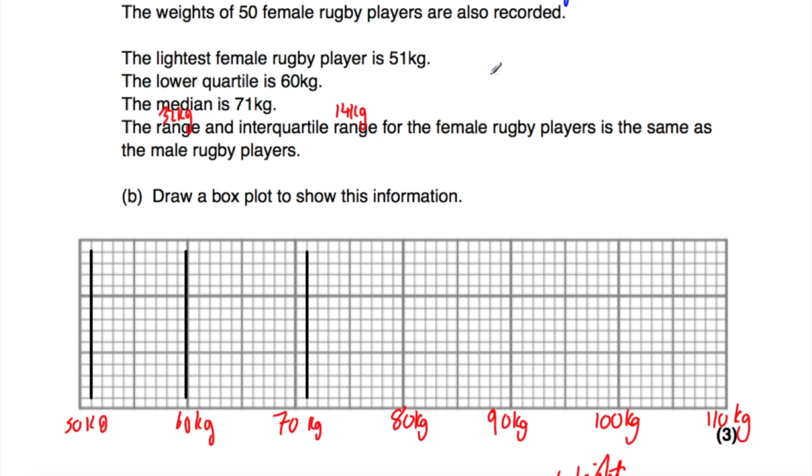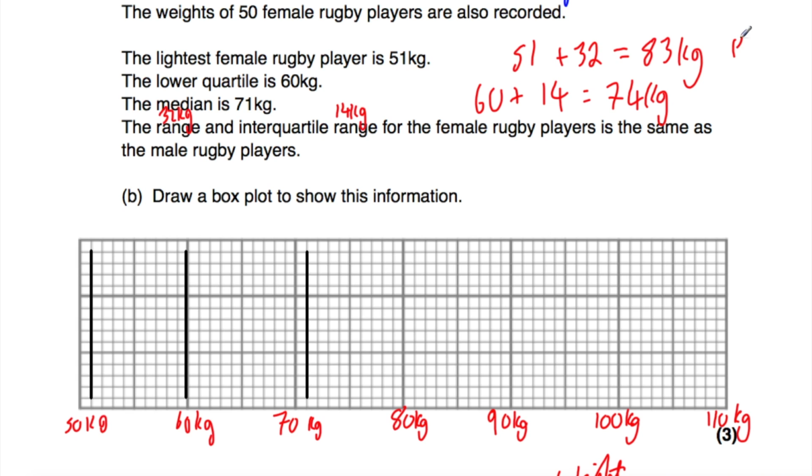If the lightest weight is 51 and we add the 32, that gives us the heaviest female rugby player, which is equal to 83 kilograms. So that's going to be the highest weight. In terms of the upper quartile, the lower quartile is 60, and if we add on the interquartile range, which is 14, we can find the upper quartile, which is 74 kilograms. So we've got the highest and the upper quartile. Now let's plot those.